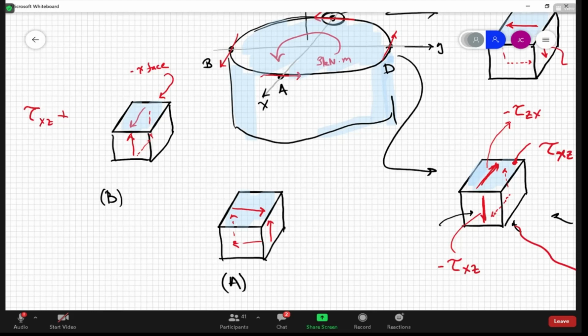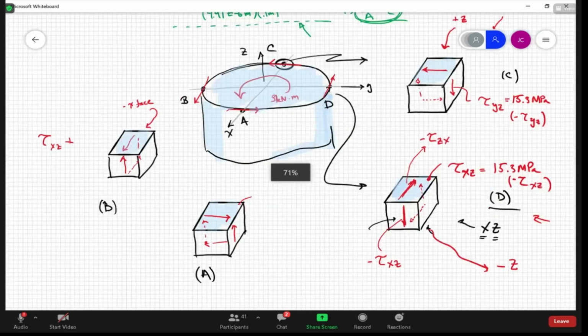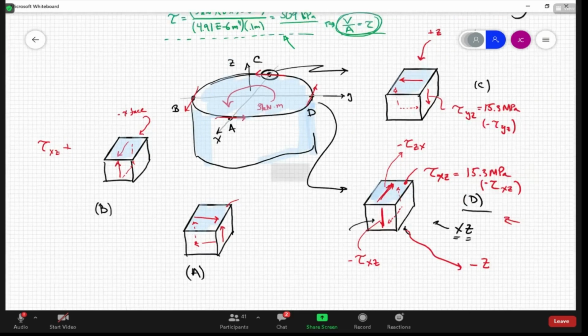Positive. That's right, because if you look, this is the positive Z face, right? So a positive ZY traction on the positive Z face has to act in the positive Y direction. And it is, so it is positive. They all have the same values, the 15.3 megapascals, right? But they have different components and different senses depending upon where you're at, A, B, C, or D, okay?